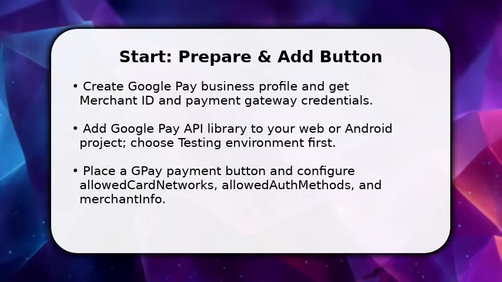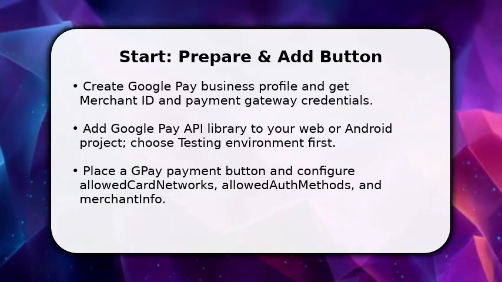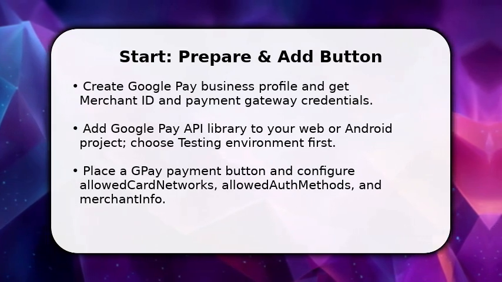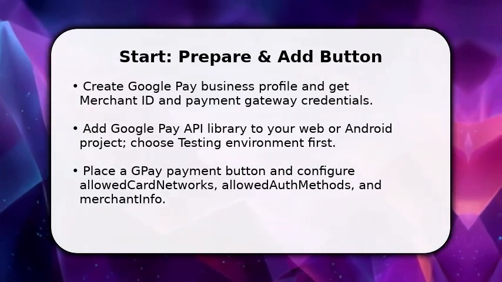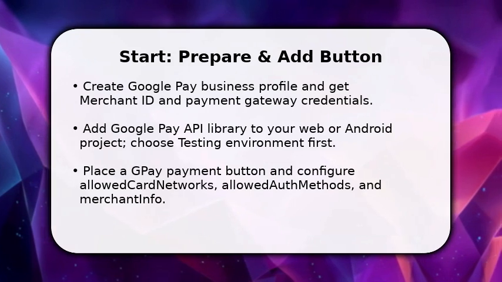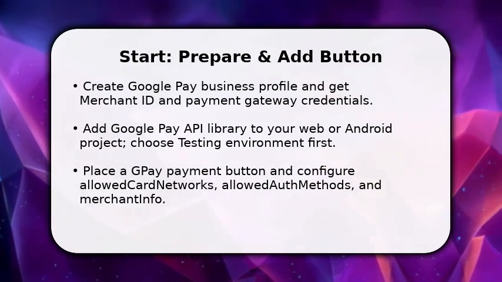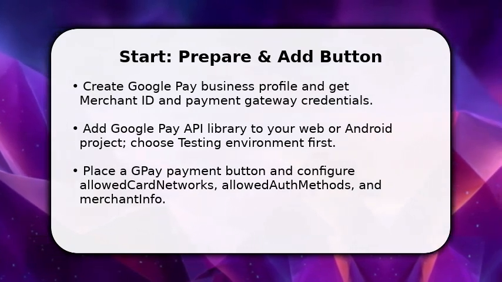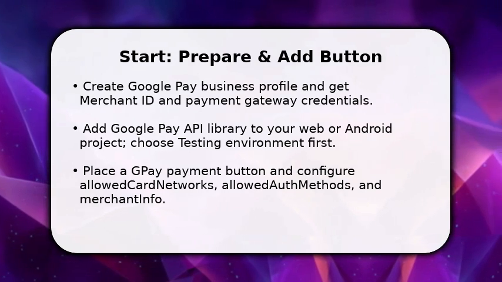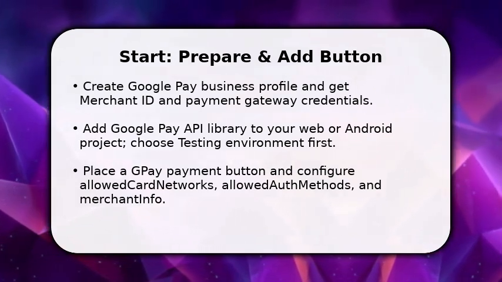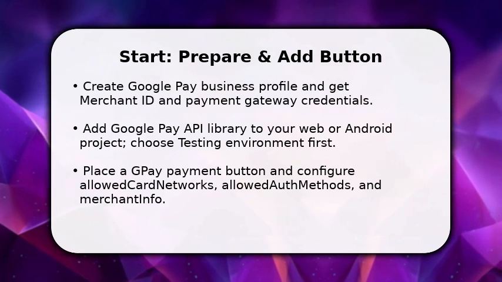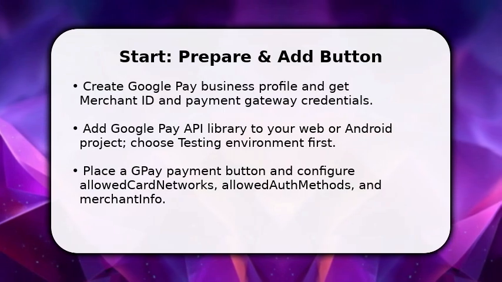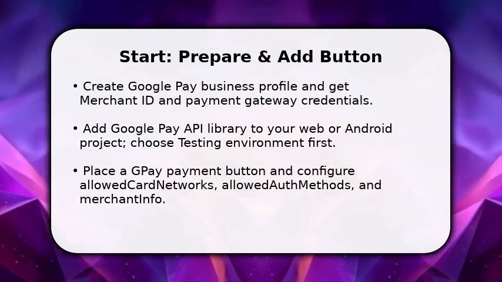You start by confirming merchant ID and gateway credentials, then add the Google Pay SDK to your app or website. Next, implement the Google Pay button UI and set allowed card networks and allowed auth methods so users see compatible options. Once done, configure merchant info with your merchant ID and display name so Google can prefill data correctly. Make sure to use the testing environment to avoid live charges while you develop. This lets you iterate quickly without impacting customers.